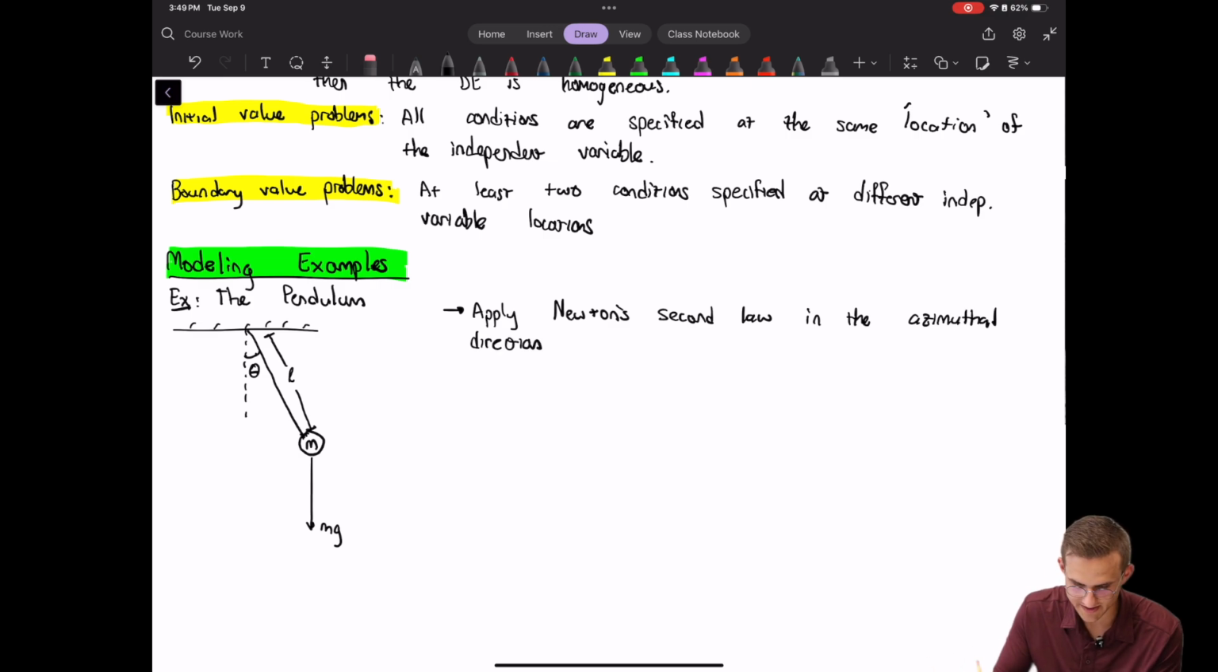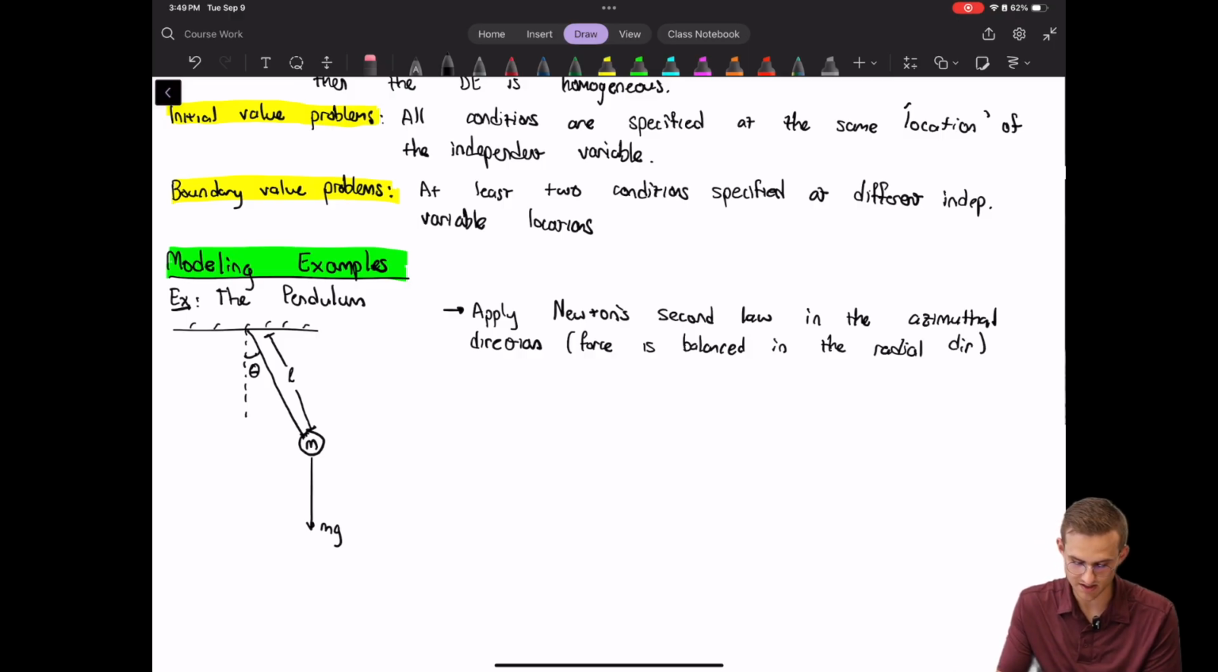And why do we do that? Well, it's because the force is balanced in the radial direction. And what do I mean by radial and azimuthal in this case? Well, radial is the direction where we're taking the pivot of the pendulum system to be the center of the circle. So radial is pointing towards the pivot or along the string.